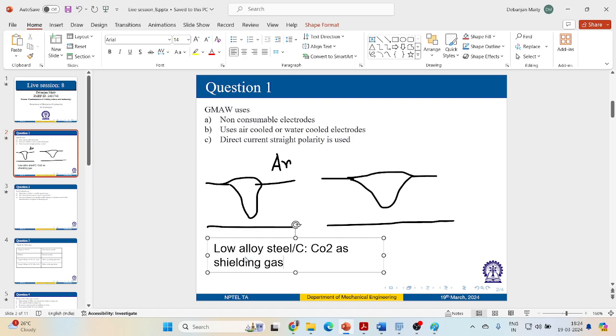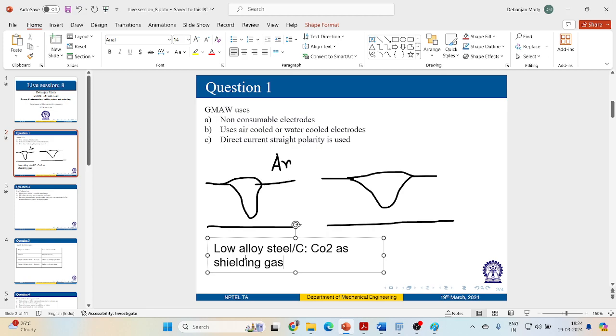Now, let us discuss a little bit again those modes of metal transfer, because those are important aspects in your gas metal arc welding. Now here, how can we characterize a globular transfer, or how does it look like?